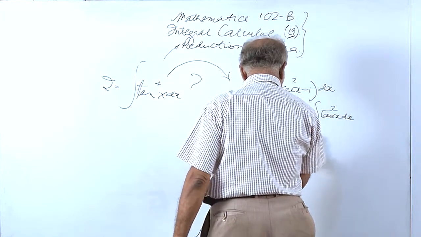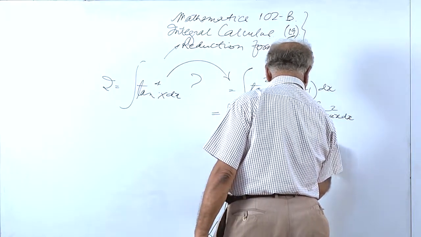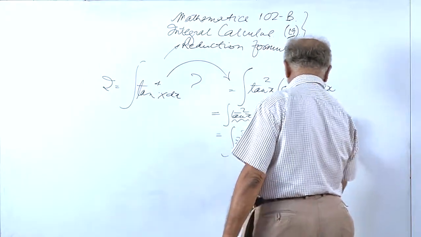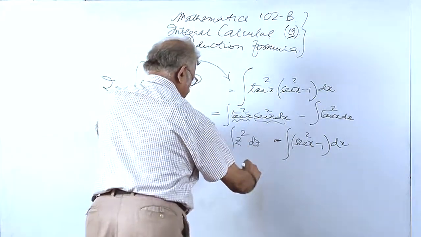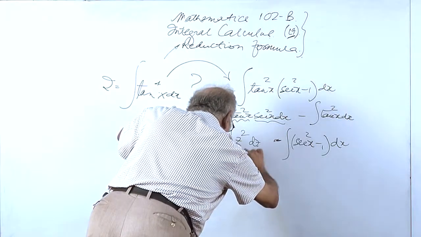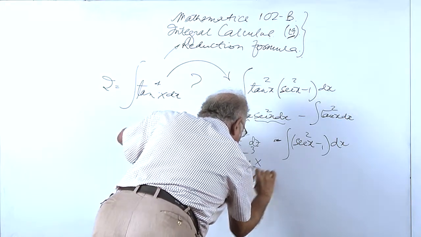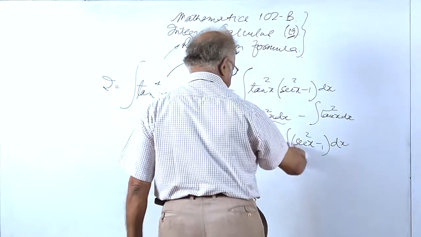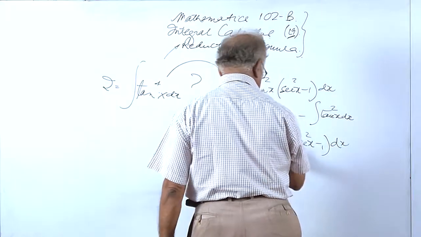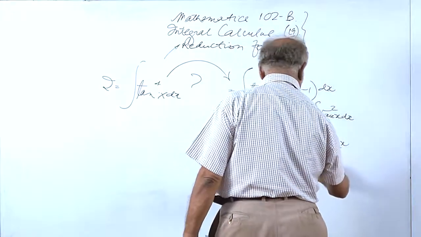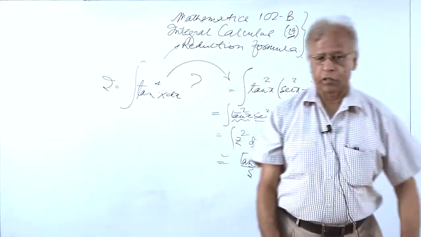minus integral this sec square x, tan square x is nothing but sec square x minus 1, dx. So this drops down to z cubed over 3, which means tan cubed x over 3 minus integral of sec square x is tan x. Minus and minus gives a plus. 1 dx integrates to plus x, and of course we can put a constant of integration.